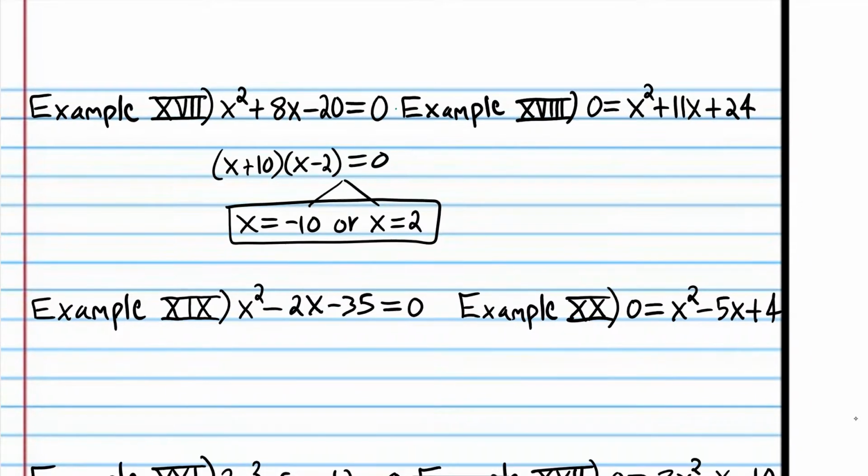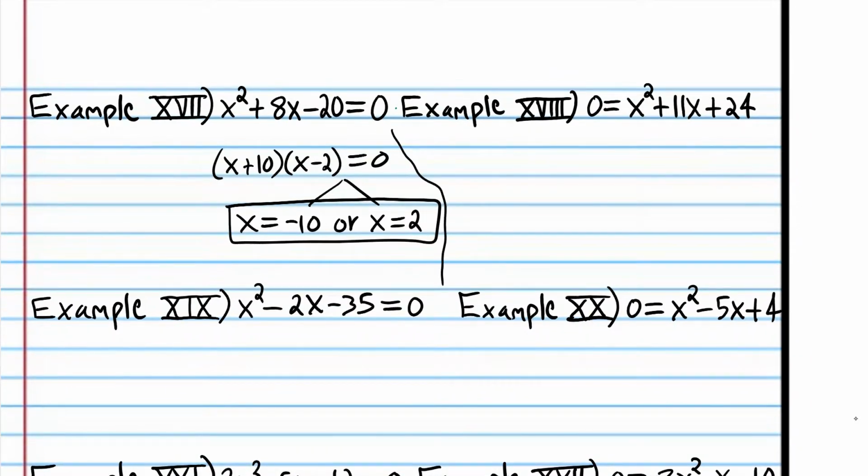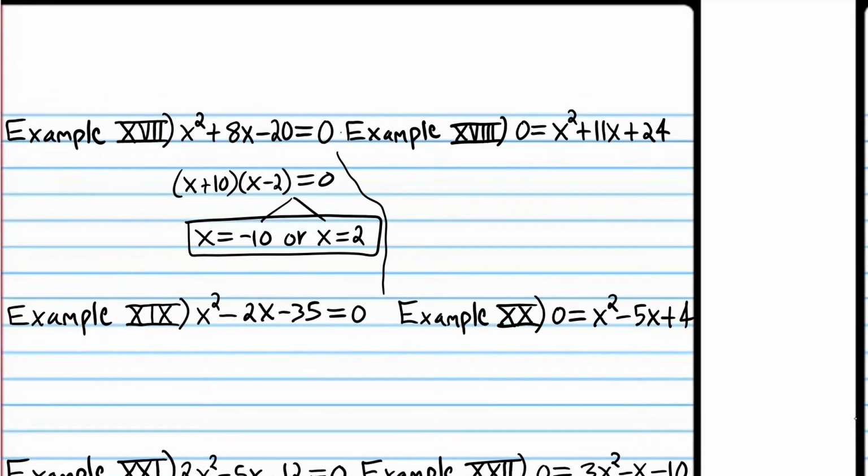So now it's time for you to try. Again, I'll get you started here: write your two sets of parentheses, x and x, and then ask yourself what two numbers multiply to 24 and add up to 11. Go and attempt example 18, and when you come back, we'll do it together.